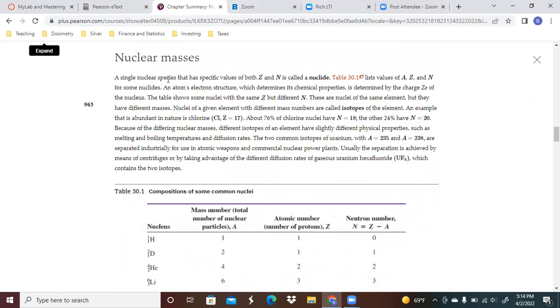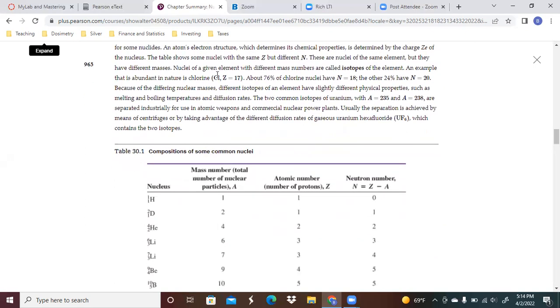So a single nuclear species that has specific values of Z and N is called a nuclide. You can see here the list of values of A, Z, and N for some nuclides. An atomic electron structure, which is going to determine chemical properties, is determined by the charge Z times E of the nucleus. The table shows some nuclei with the same Z but different N.